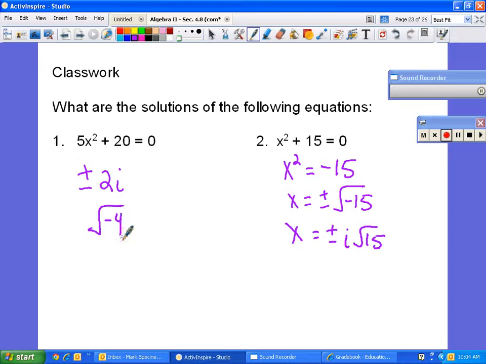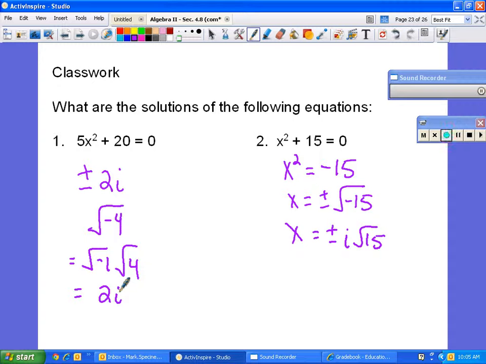The square root of negative 4 can be rewritten as the square root of negative 1 times the square root of positive 4. So what do I do? Did you write 2i? Yes. 2i means i is the square root of negative 1. Alright, number 2, please be careful. Use that chart. I promise, it's helpful.